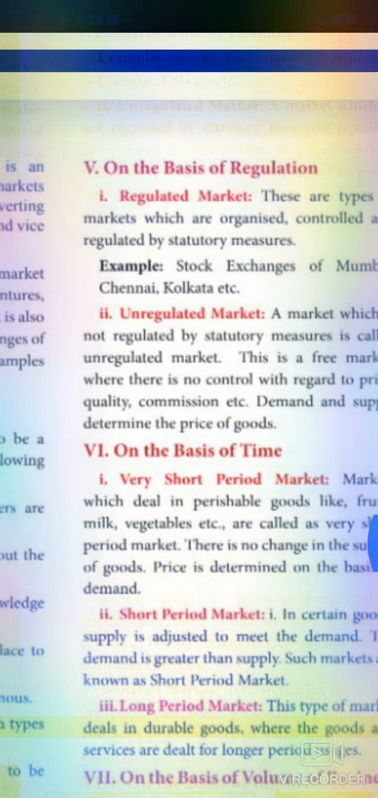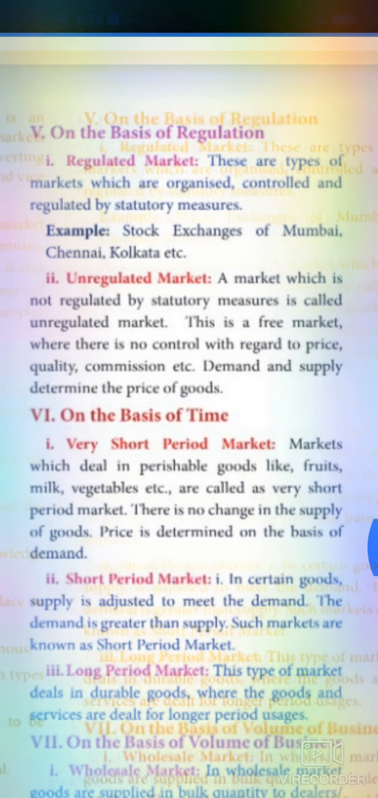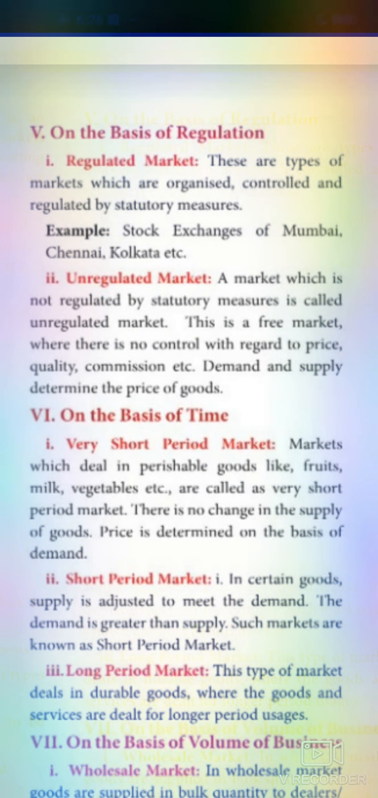Next one is on the basis of regulation, it can be divided into regulated market and unregulated market. Actually, regulated markets are the types of markets which are organized, controlled and regulated by statutory measures. When it is controlled by law, we can call it a regulated market. Example, we can take stock exchanges of Mumbai, Chennai, Kolkata, etc.